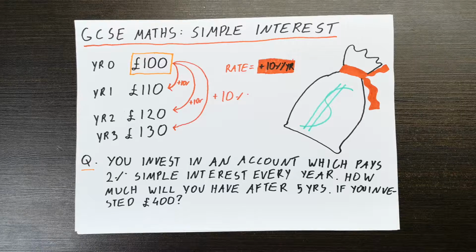Knowing now how this works, let's put this knowledge into practice. Here's a question. You invest in an account which pays 2% simple interest every year. How much will you have after 5 years if you invested £400? So in this question, you invest £400 into an account that gives you 2% simple interest every year, and the question asks how much you'll be left with after 5 years.